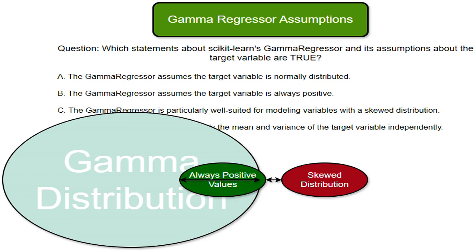I see that the gamma distribution, which underlies the GammaRegressor, only works with positive numbers. This means any data you feed into a GammaRegressor model must always be greater than 0. Think of things like time until failure. Time can't be negative, right?